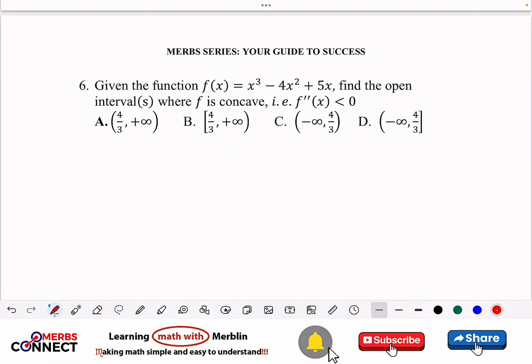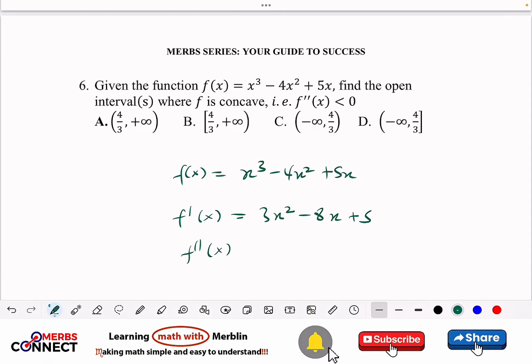Now let's look at question 6. So question 6, we want to check where f is concave. So let's see where the function is concave, either up or down. So for concavity, we need to take the second derivative. Given f of x, which is x to the power 3 minus 4x squared plus 5x, f prime of x is 3x squared minus 8x plus 5, and then f double prime of x will be equal to 6x minus 8. So now let's find x.